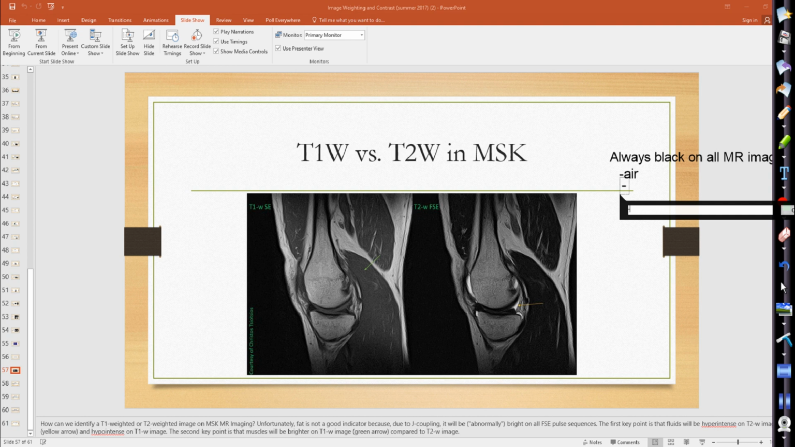We do have air in our lungs, so it's going to appear dark. Air within the trachea is going to appear dark. Cortical bone doesn't have many hydrogen spins within it, so that's why on all MR images your bones look like they have this kind of highlighter outline to them. See that? Okay.